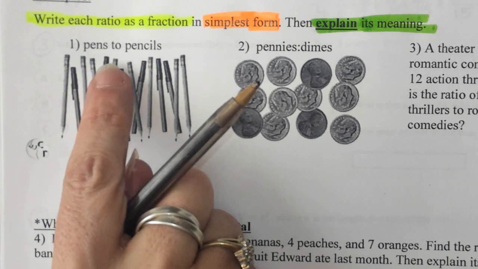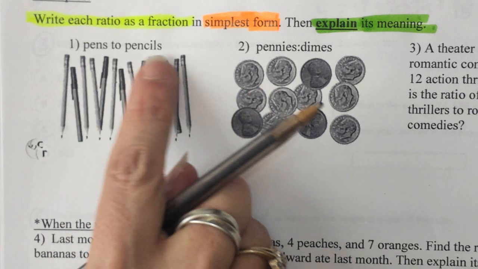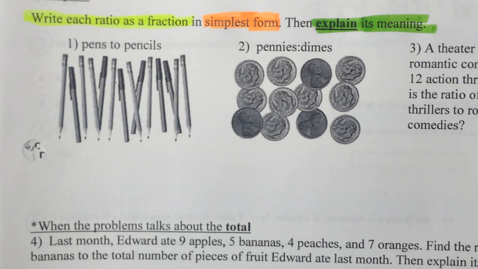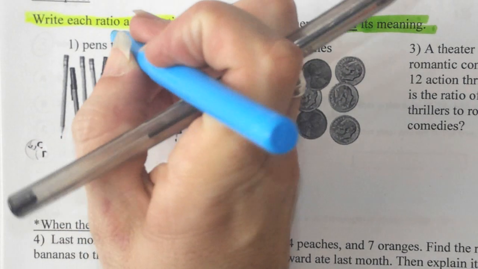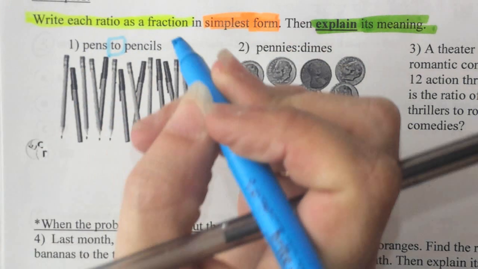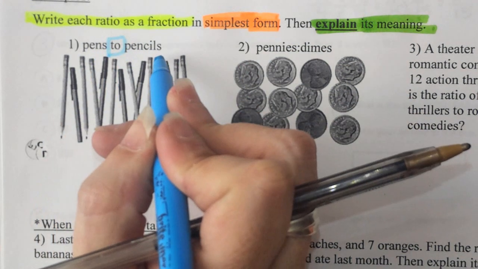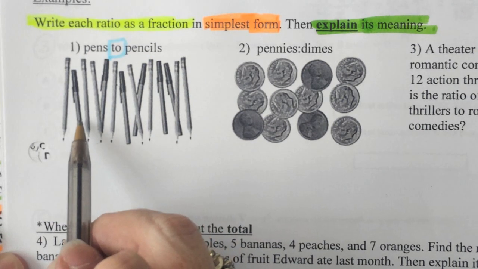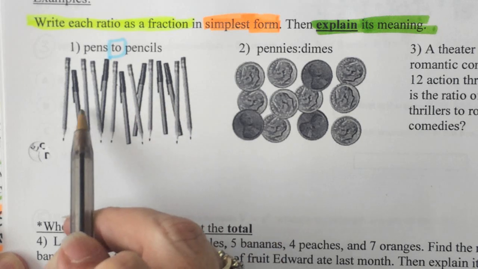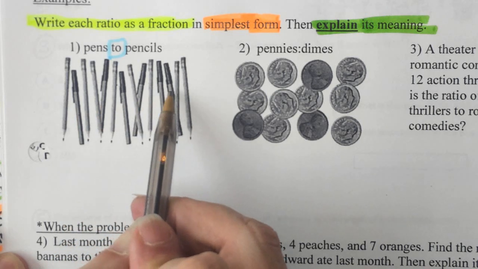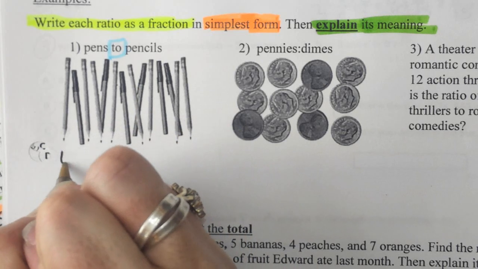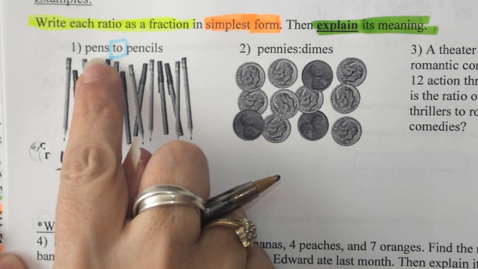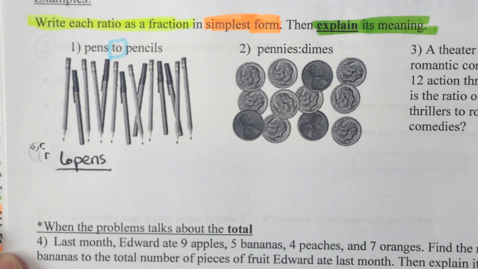Okay, and I need you to look at the words because it's not just a picture, there's words above it. And if you do not list them the way it's listed, we got a problem. Do you see the word to? First is pens to pencils. That means pens has to be listed first. So, I count my pens. There are 6 pens. Pens has to be listed first because it's listed first in the question. To pencils.